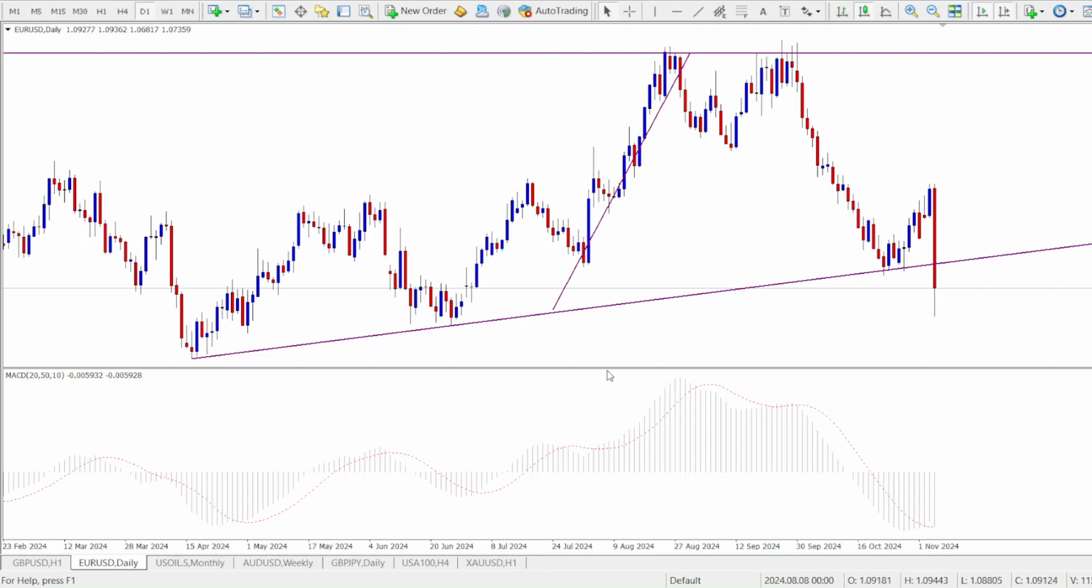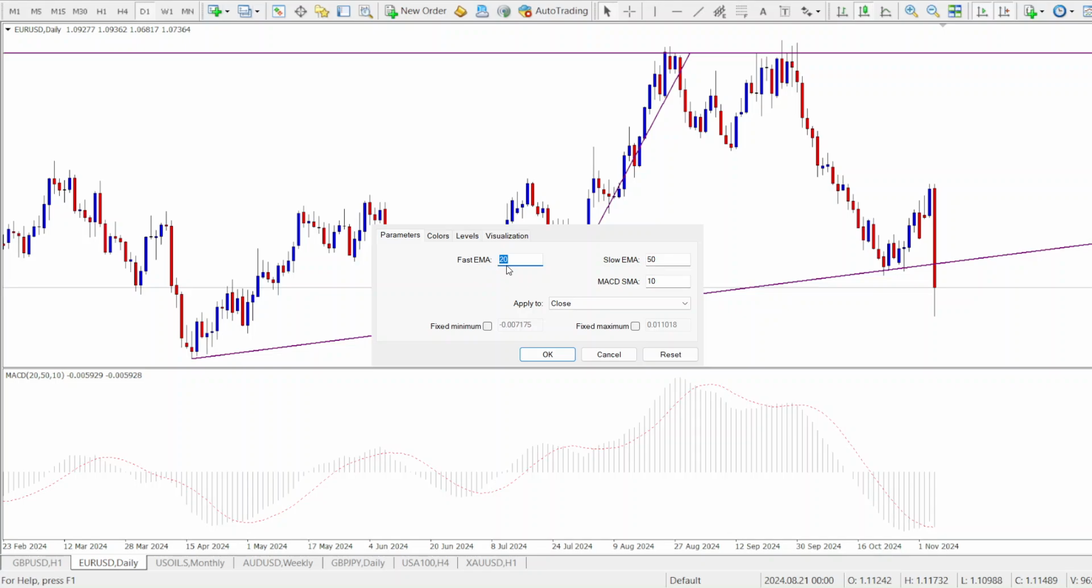Remember, finding the ideal MACD settings isn't about blindly following a formula. It's about testing what works best for your trading style, and the specific pair or assets you are trading. Some traders even prefer using settings like 10 for the fast EMA, 35 for the slow EMA, and 5 for the MACD SMA, which can create sharper signals.